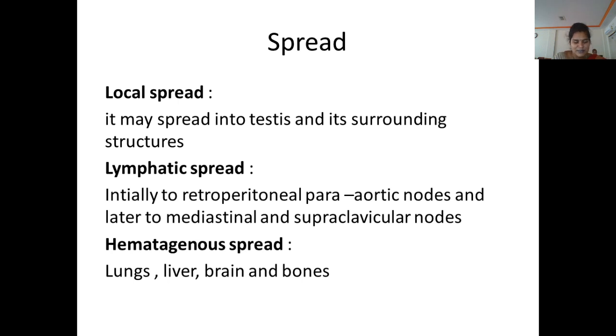Hematogenous spread means blood spread, everyone knows: lungs, liver, brain and bones. So these are the three. Local spread means it may involve surrounding tissues. Lymphatic spread means it may spread through the lymph nodes up to the upper parts also. Hematogenous spread means it may spread through the liver, lungs, bones, brain.